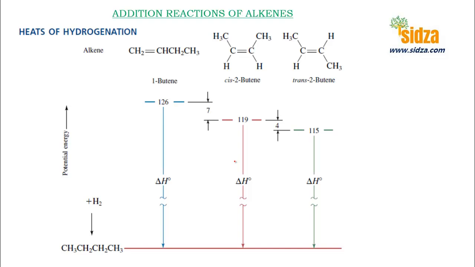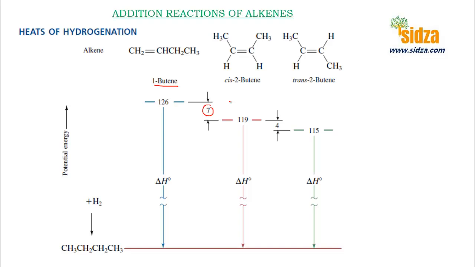About the stability of the alkenes, different isomeric alkenes: if you have 1-butene and 2-butene, you see here in terms of the energy level diagram, the heat of hydrogenation for 1-butene is 126 kilojoules and for 2-butene it is 119. So the difference is about 7 kilojoules.